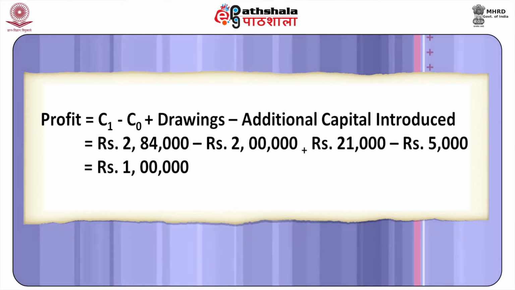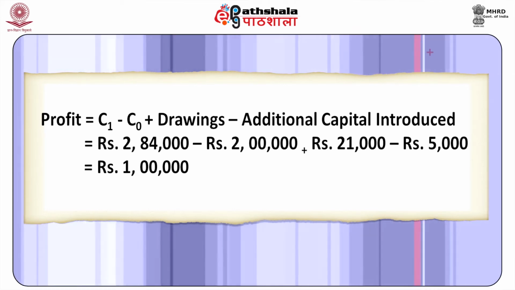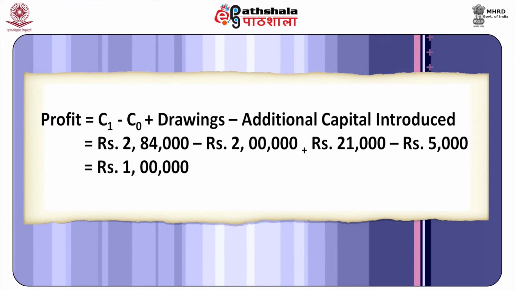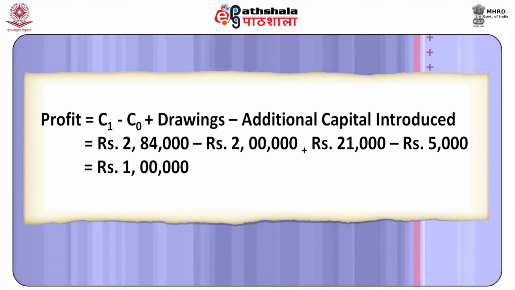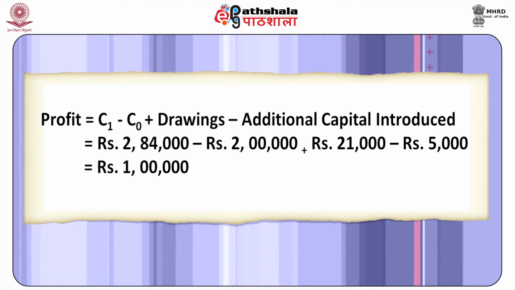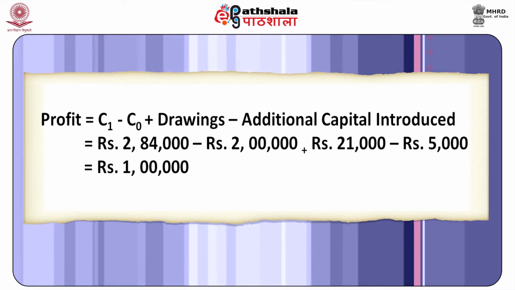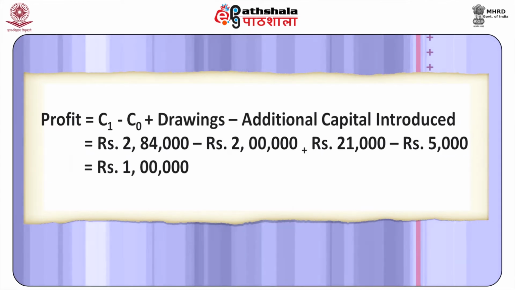Now let us come to the D part, computation of profit. Profit is equal to C1 minus C0 plus drawings minus additional capital introduced, which is 2,84,000 minus 2 lakh plus 21,000 minus 5,000, which will give you rupees 1 lakh.